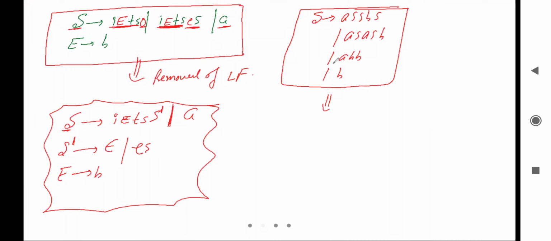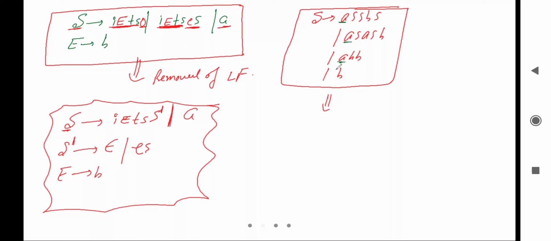So what is happening here? Here A is the prefix, that is the common part, firstly, right? In these three productions, A is the common part. This is what the left factoring is. A is common, that's why it is a left factoring. Let's remove this one firstly, and after that we'll check whether there is a left factoring or not.